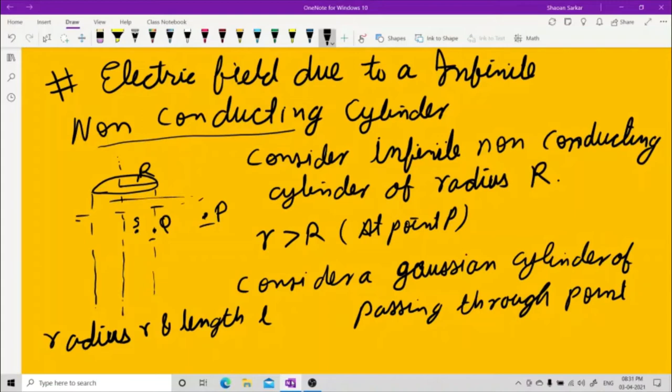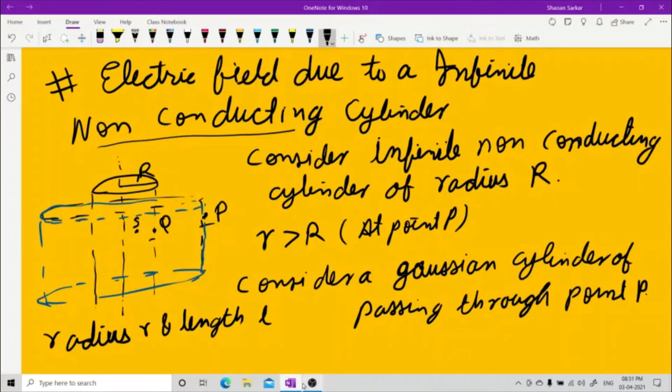I'm drawing the cylinder something like this, and it is passing through this point. Let me do it in a different color. This is my Gaussian cylinder, passing through this point P. This is of some length. This blue color is my Gaussian cylinder passing through the point P.